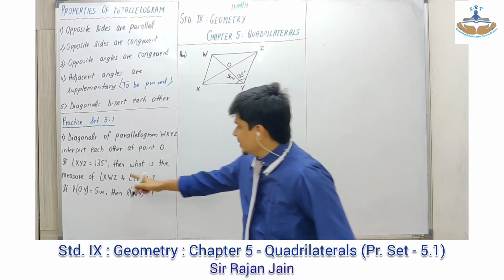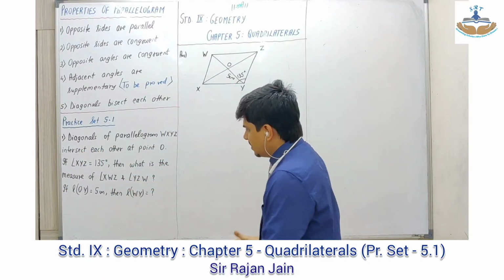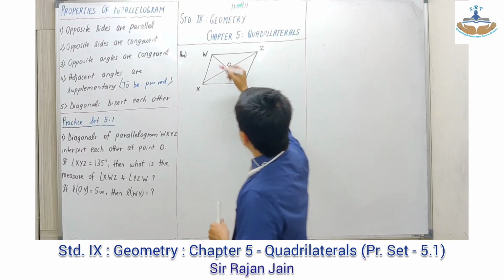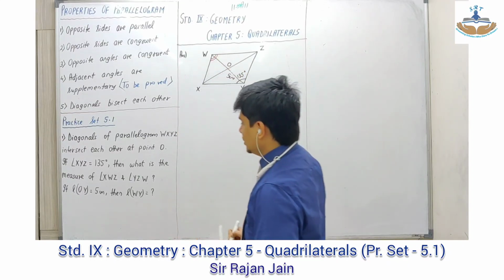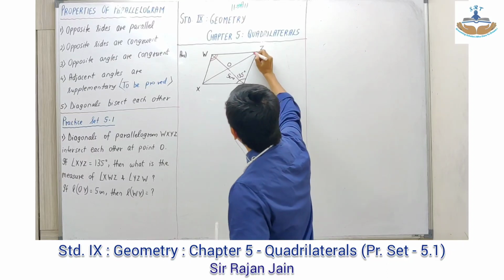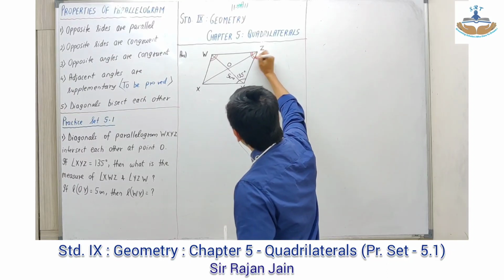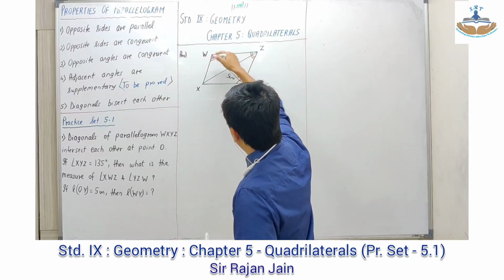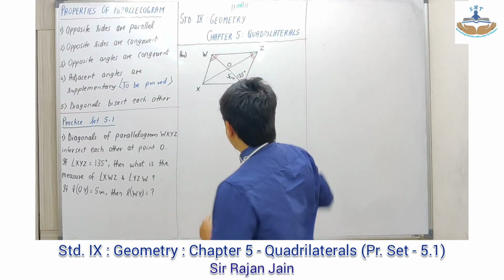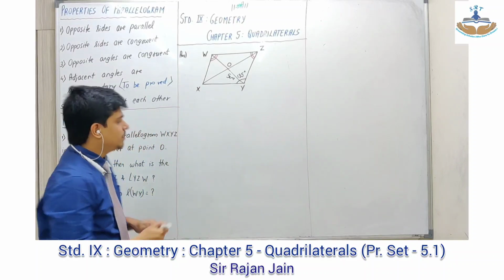Okay. After that, I want angle XWZ. Angle XWZ का मतलब ये वाला angle अपने को चाहिए. And you want angle YZW. YZW means this angle you want. Then they are asking for length WY. WY means this entire diagonal. Okay. It is very simple.